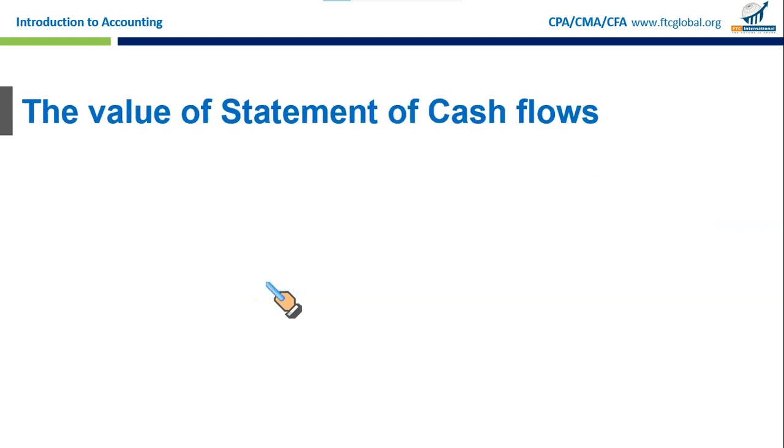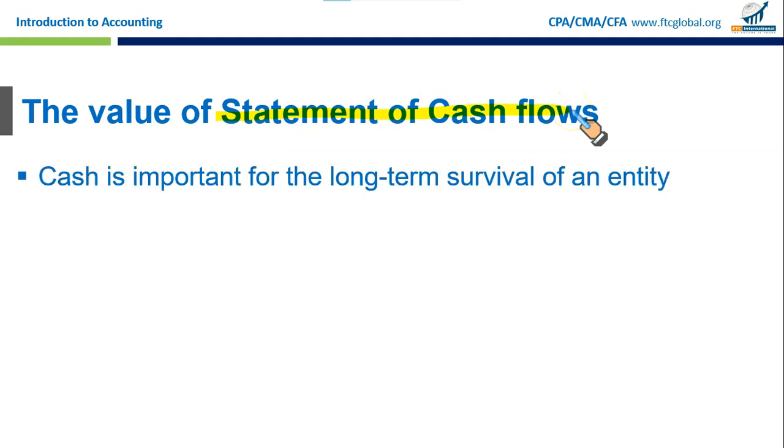So before we start discussing the format, let us just see why cash flow statement is so important. The value of the statement of cash flows. First of all, a company may show profitability, but actual cash on hand is crucial for operational stability, for growth. So it is a key indicator of a company's financial health. So you may be very profitable. What if your banks are all in negative? I mean, they're all overdrawn. So that's why cash is important for the long-term survival of an entity.